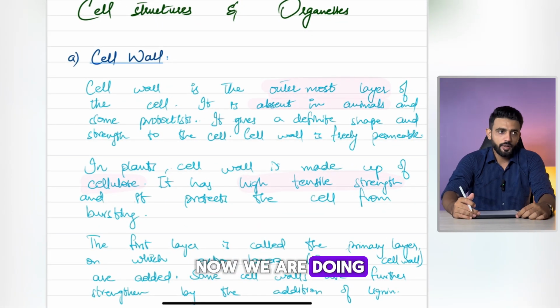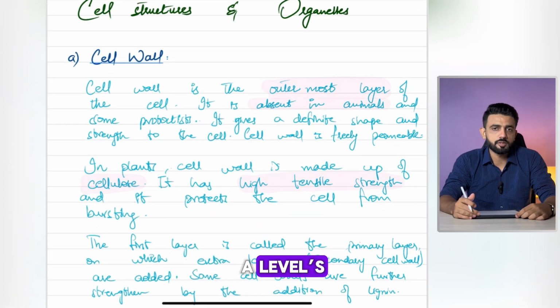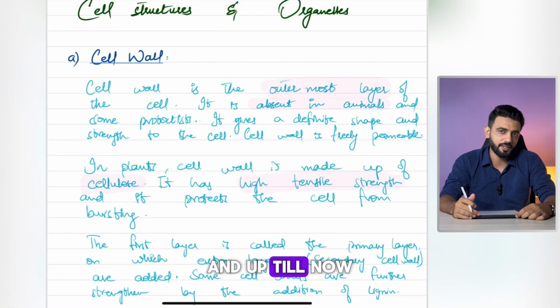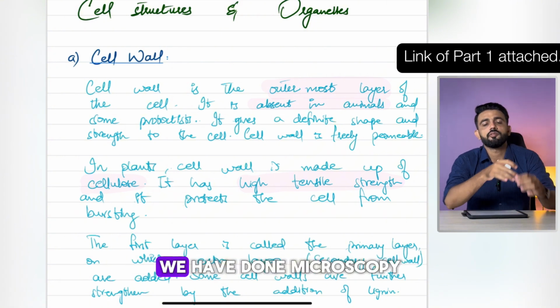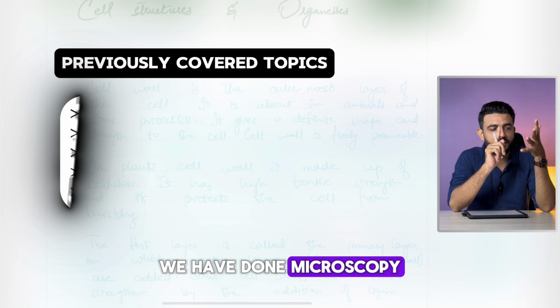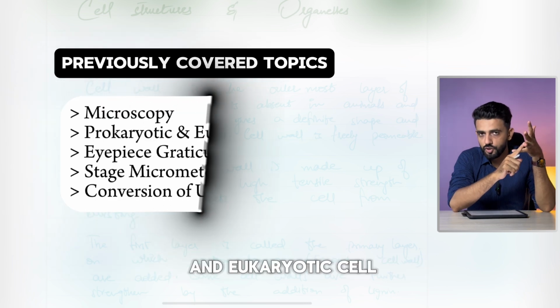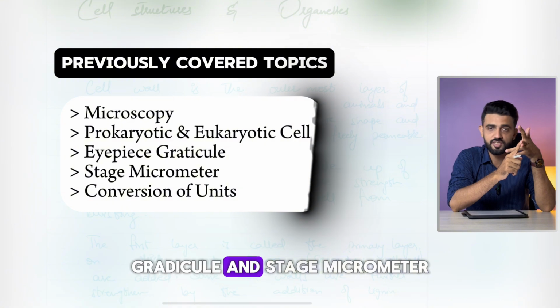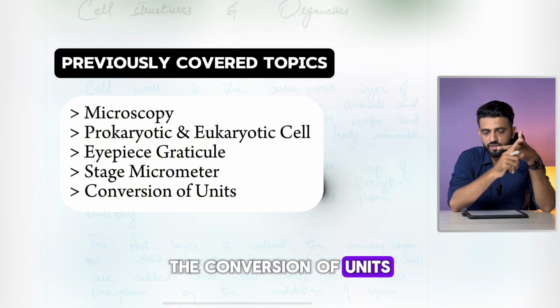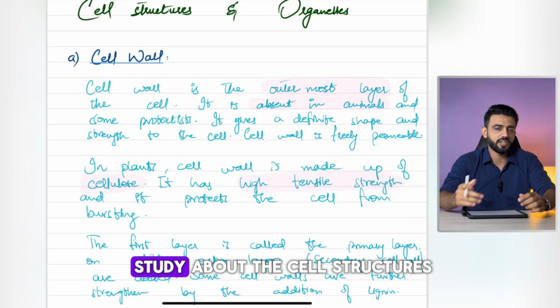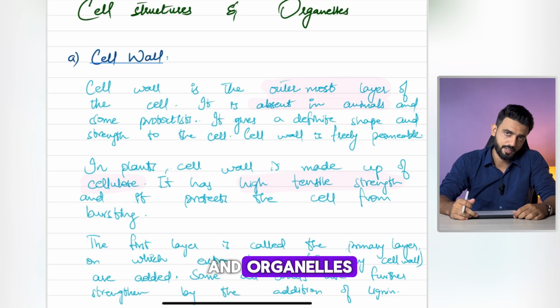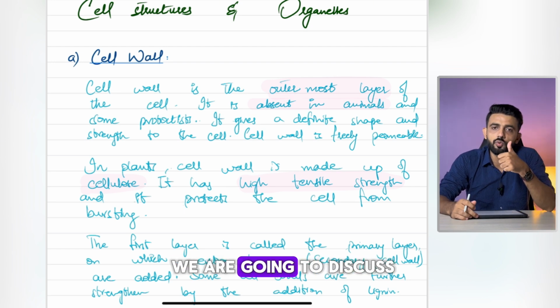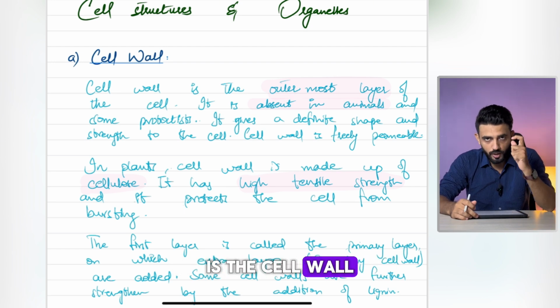Now we are doing the first chapter of A-level biology, which is cell structure. Up till now, in the previous videos, we have done microscopy, basic comparison of prokaryotic and eukaryotic cells, the use of eyepiece graticule and stage micrometer, and the conversion of units. In today's class, we are going to study the cell structures and organelles. The first structure that we are going to discuss is the cell wall.